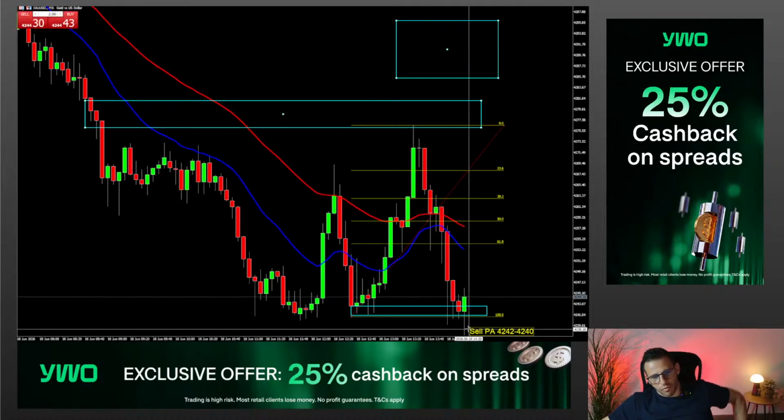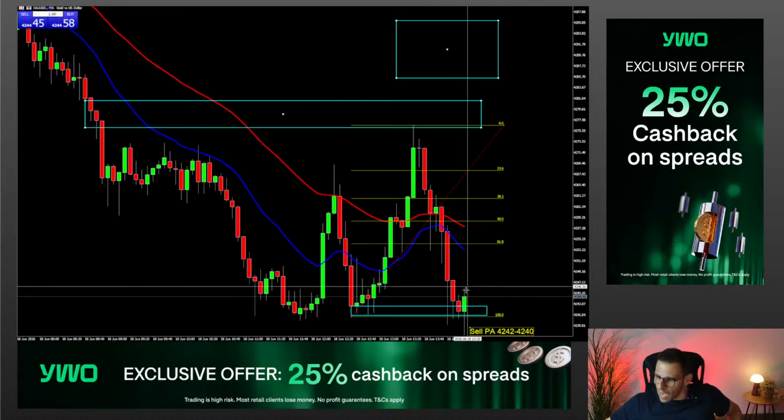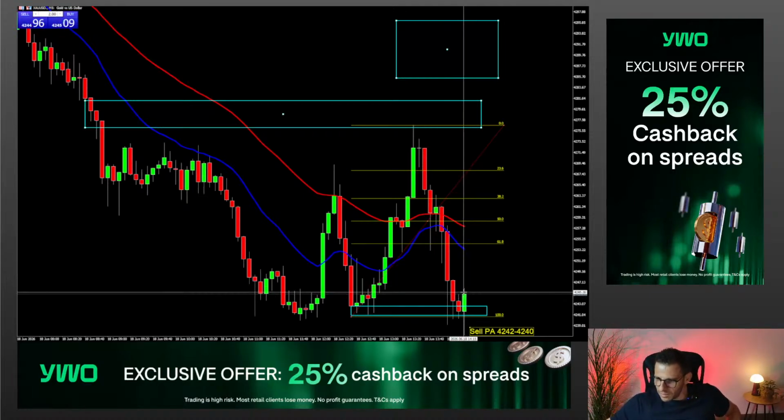We are getting a false breakout and a bullish engulfing now. Come on, for God's sake.